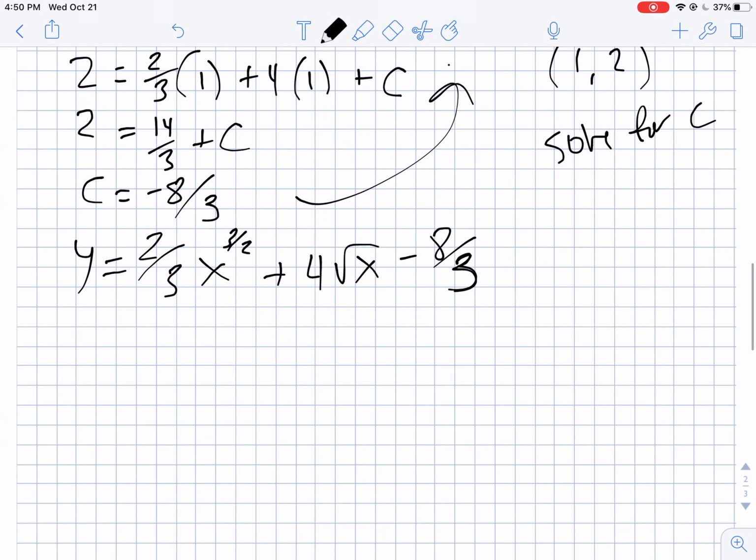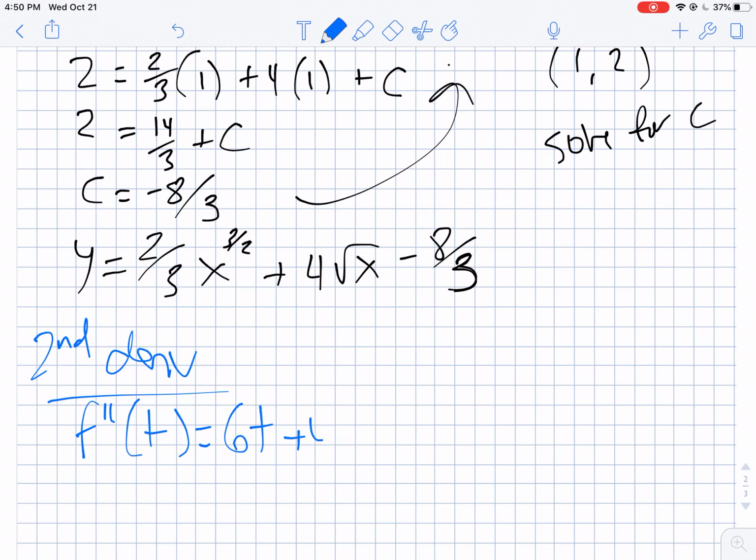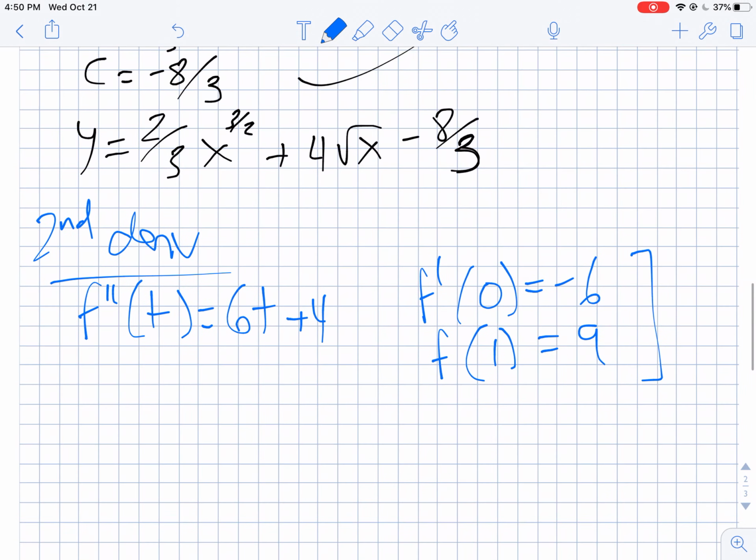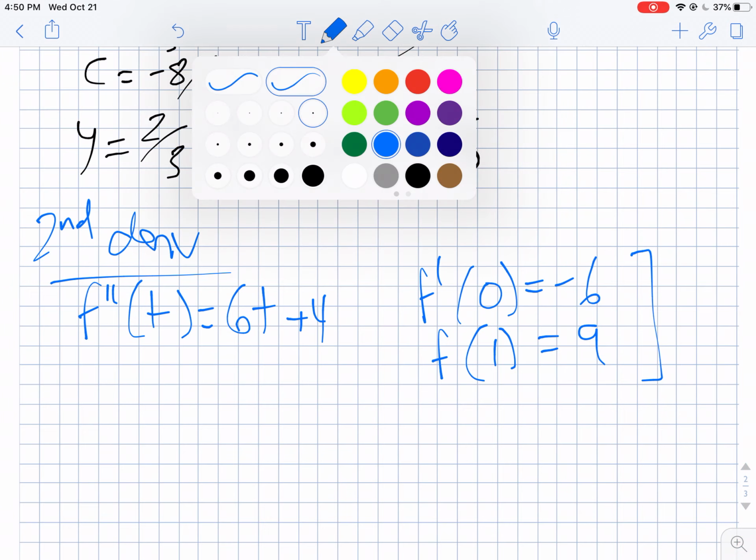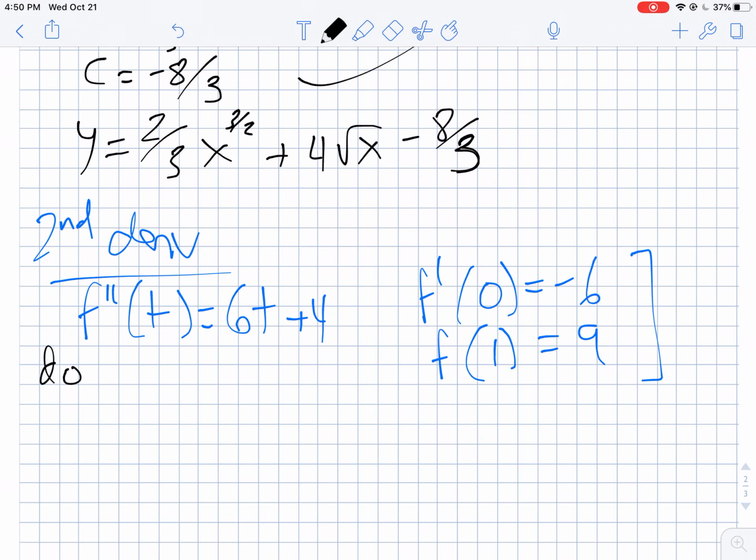Okay, so let's do some exciting problems, right? Let's do some ones that have to do with the second derivative. So what if I tell you f double prime of t equals 6t plus 4, and I tell you f prime of 0 is negative 6, and then f of 1 equals 9. So you actually have two initial conditions, right? You have one for f prime and one for f. Well, let's go up the ladder and think about what we're going to do. But basically our step here is we're going to do the process twice.